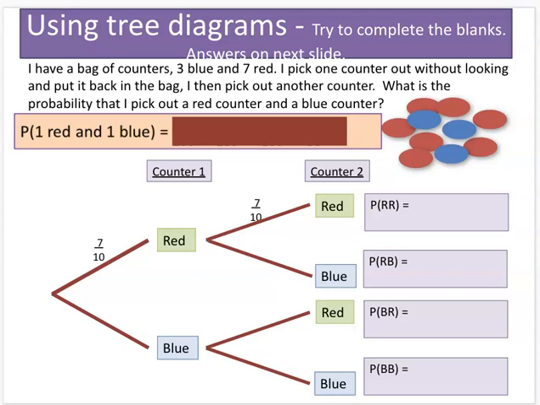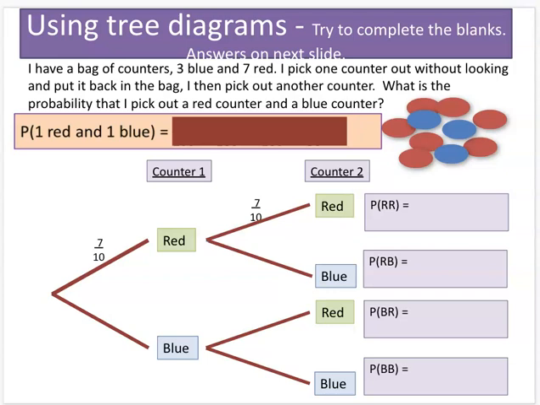So I've started the tree diagram for you. The first thing you have to decide is: is this an independent or a dependent event? And the key to it is, is there replacement or is there not replacement? In this case, it says they put it back in the bag. So that would be with replacement, which would mean these are independent events. Whatever happens the first time I pull the counter out of the bag doesn't affect what I'm going to pull out of the bag on the second draw since I replaced it.